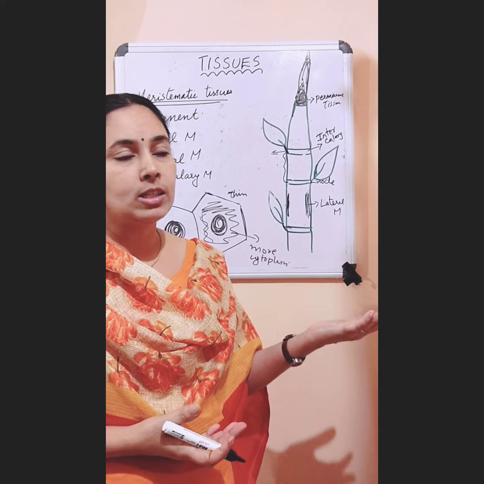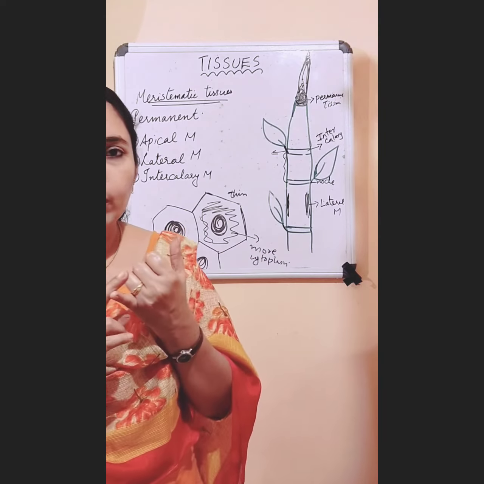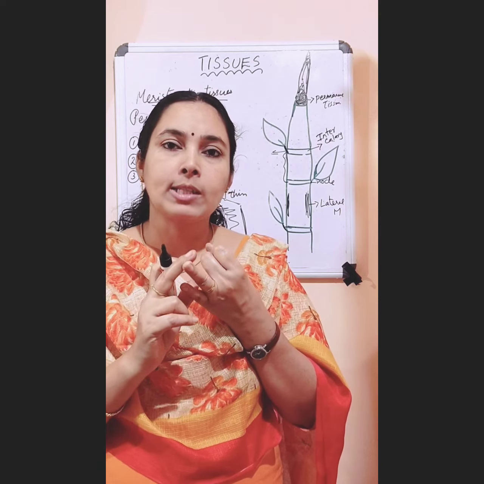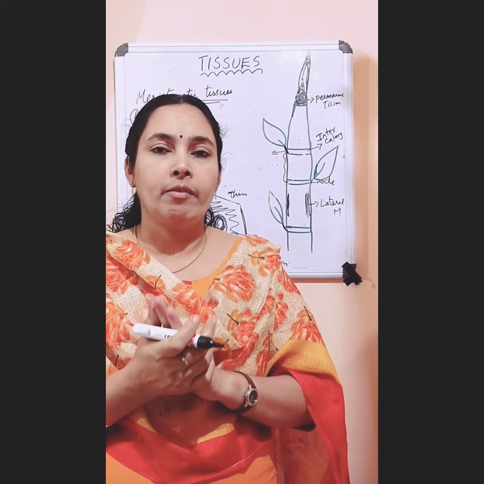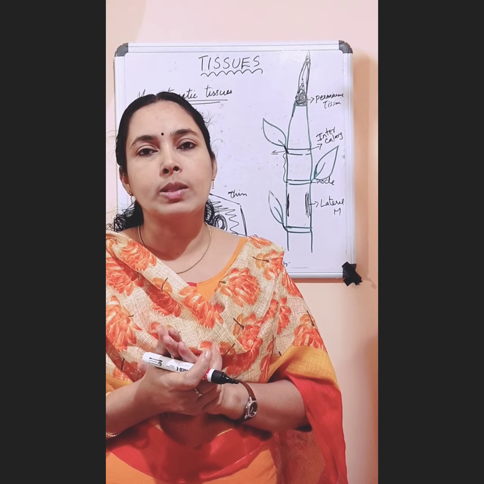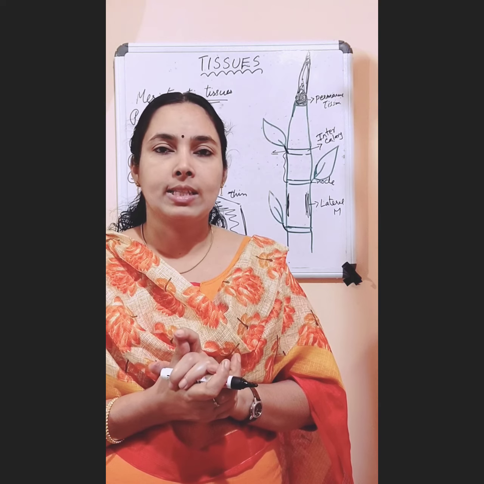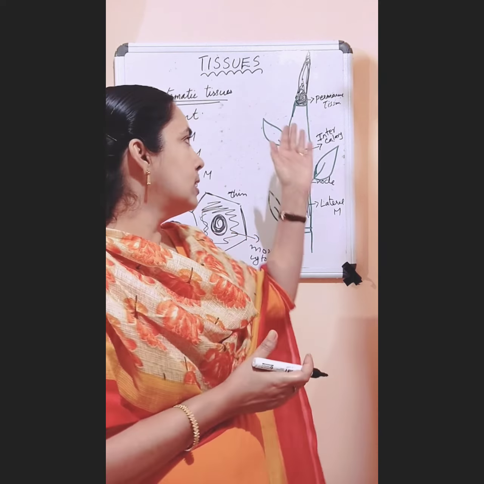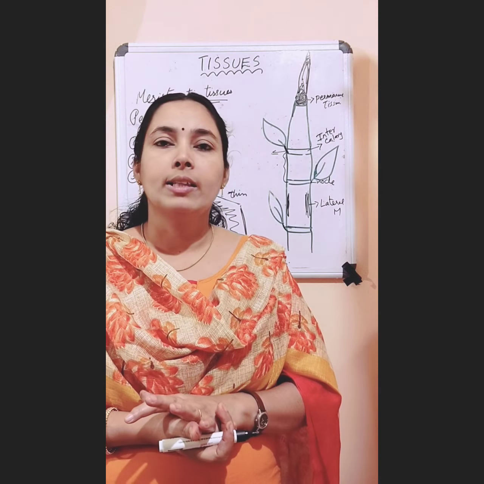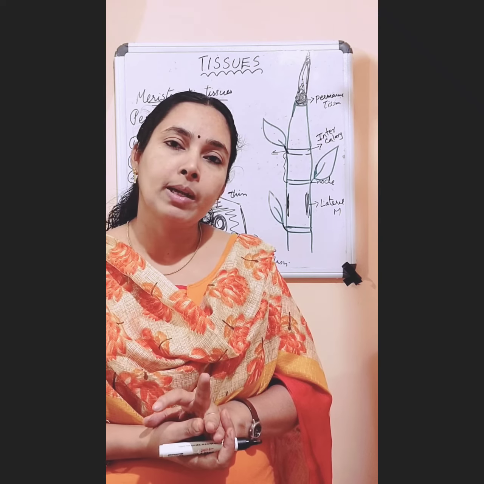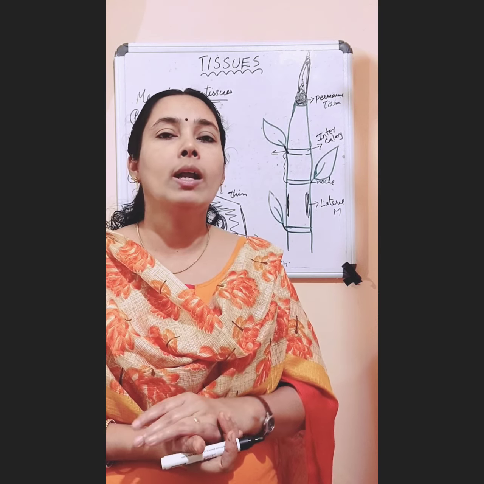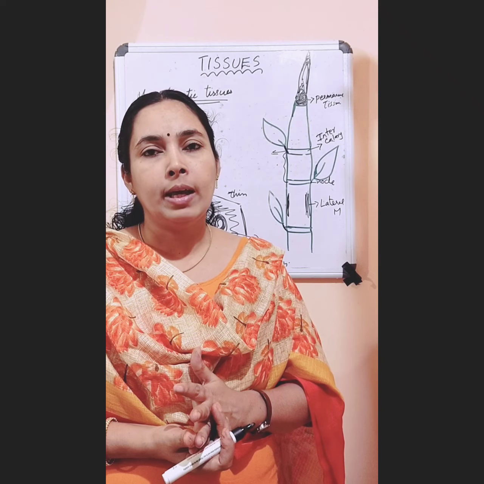So what are the features of a meristematic cell? They have a big nucleus, more cytoplasm, thin cell wall, and vacuoles are absent because they are dividing cells. Okay, so this is about the meristematic cell. Then afterwards what happened to the meristematic cell? When they grow and mature, they change into permanent tissue.